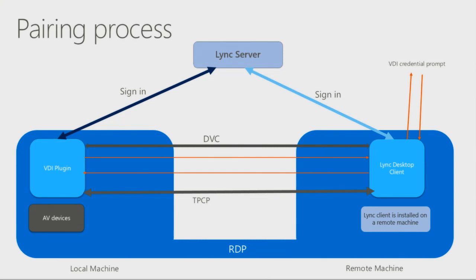So as you can see, the whole media processing is done using the plugin on the local machine. It's like a stripped-down client, and it's not visible to the user. So any questions around the pairing?